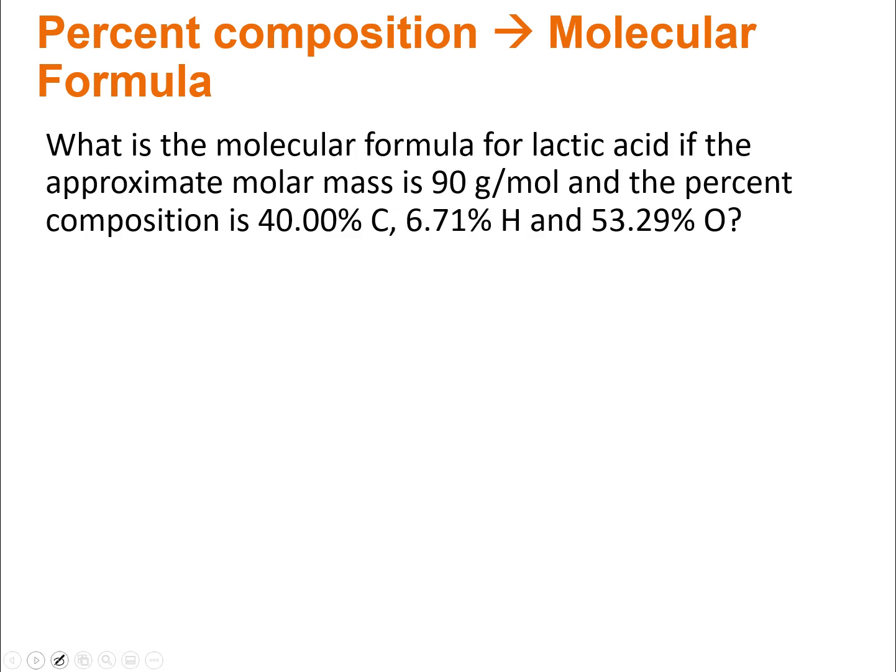Alrighty. So now I want you guys to try this one. And like I promised Talia, there's 3 elements here. So you'll get to practice with that too. You're trying to figure out the molecular formula for lactic acid. You've got the approximate molar mass, and you've got the percent composition.